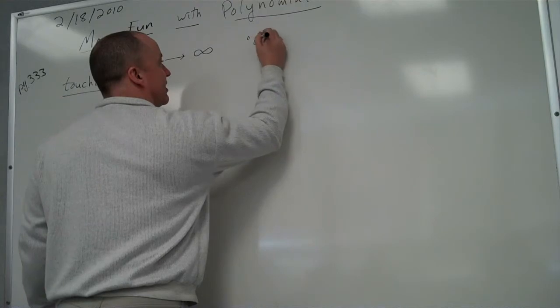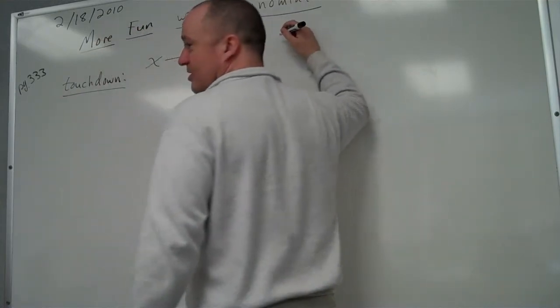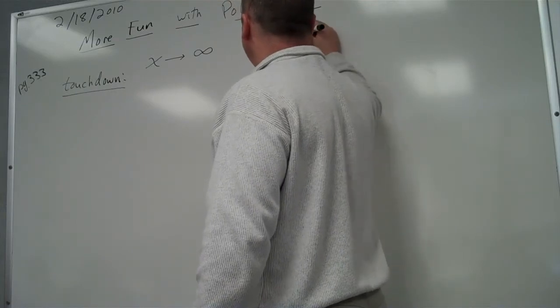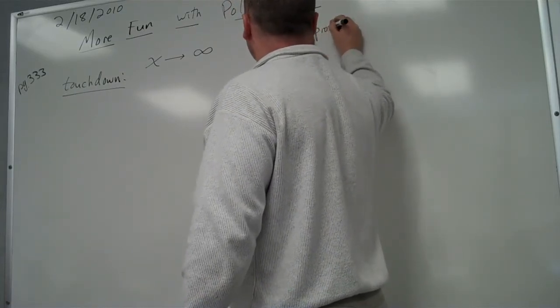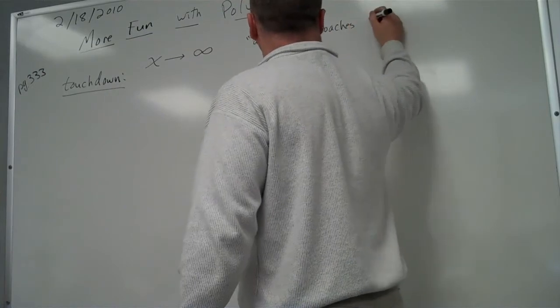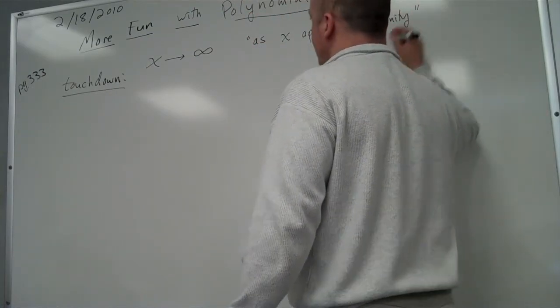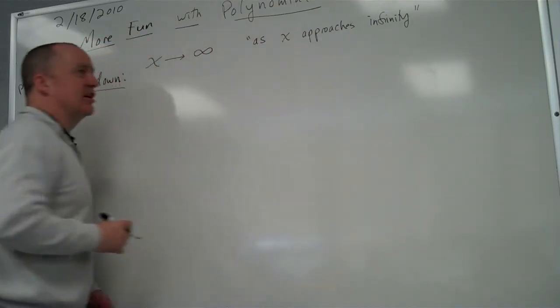Doesn't one mean infinity? I don't know how to write that. As, you put an x and an arrow and a sideways 8. This is read as x approaches infinity. Oh, that's right. I was right. Okay? As x approaches infinity.